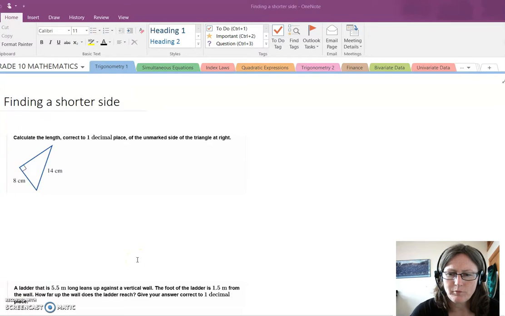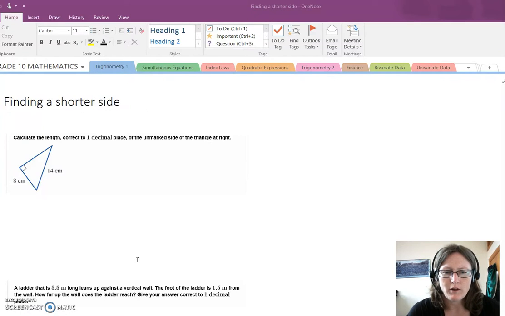Okay, the second type of Pythagoras' theorem problem is when we have the hypotenuse and one other side. So we have two sides, which is what we need, but we're needing to find a third side, either A or B, so one of the shorter sides. So we'll go through 3 examples now.